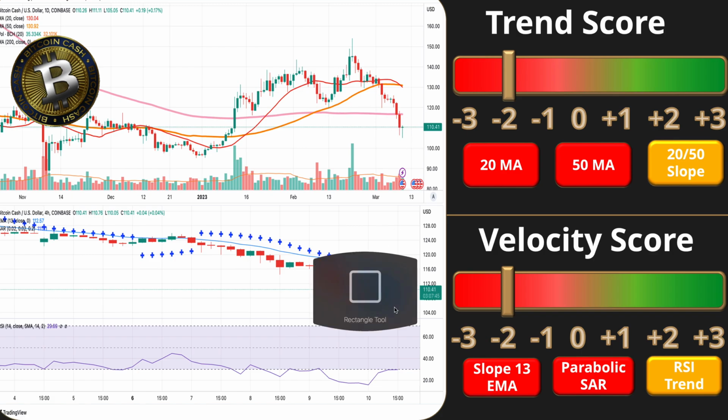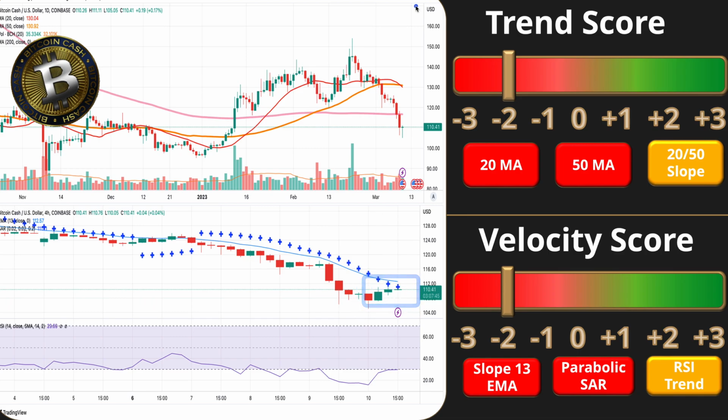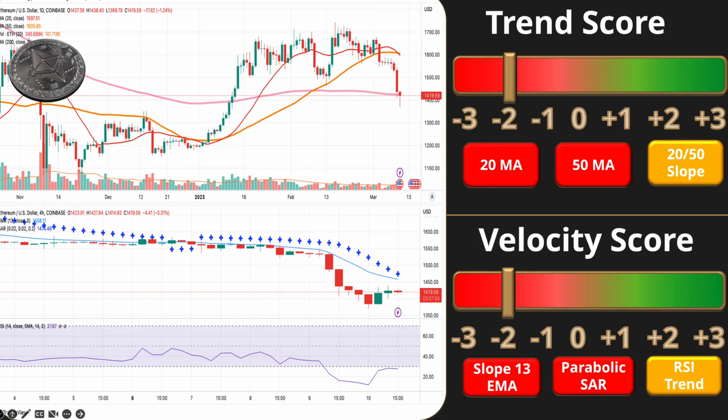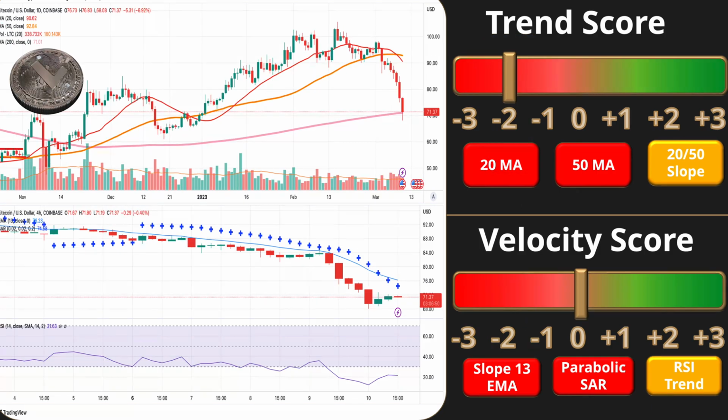We are seeing some sort of rally on the velocity score, but again, these rallies are what we want to be looking to short. Same thing goes with Ethereum. Ethereum is sitting right at the 200 moving average, but again, it's following the same trajectory, and they all have the same trend and velocity score of -2. And same thing goes for Litecoin.